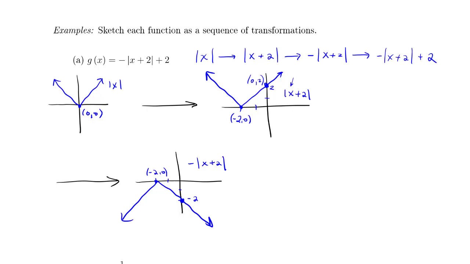And finally, I'm now going to add 2 to the end of this function. So now I'm doing negative absolute value of x plus 2, plus 2, which means I'm going to take the previous one that we just had and notch it up by 2. So that point at negative 2, 0 goes up to negative 2, 2. And that point that was at 0, negative 2 goes up and ends up at the origin at 0, 0.